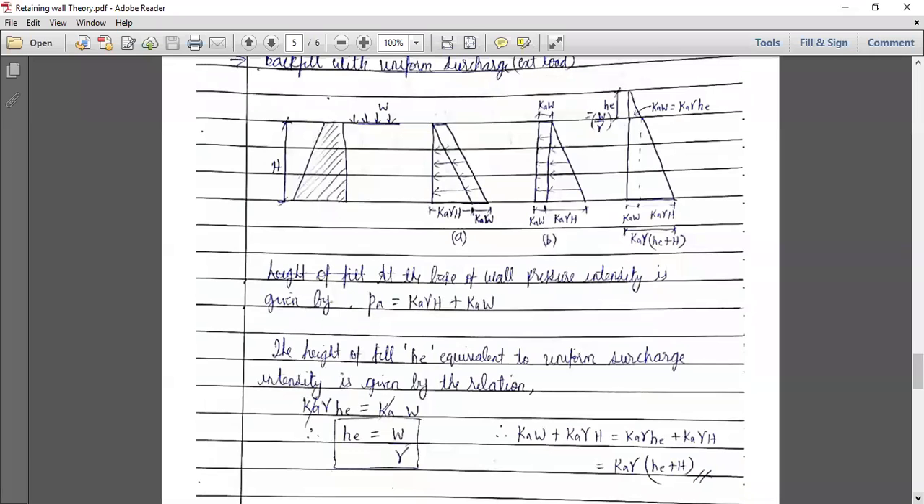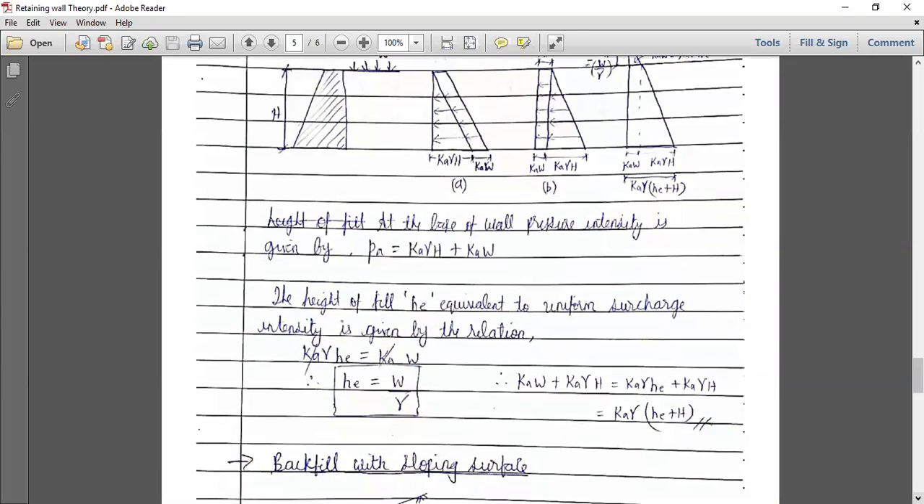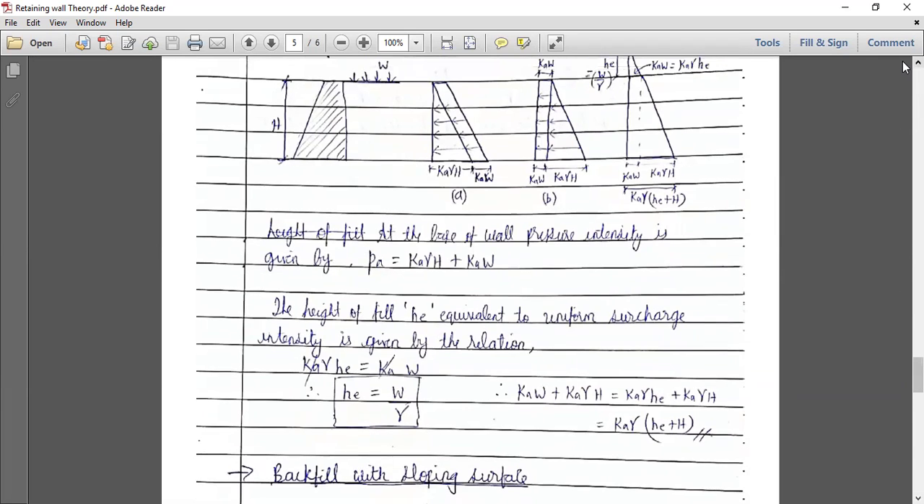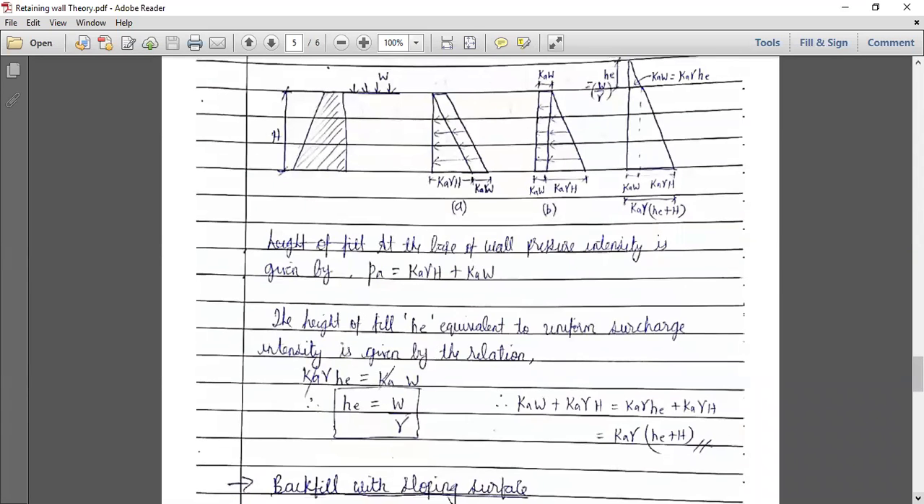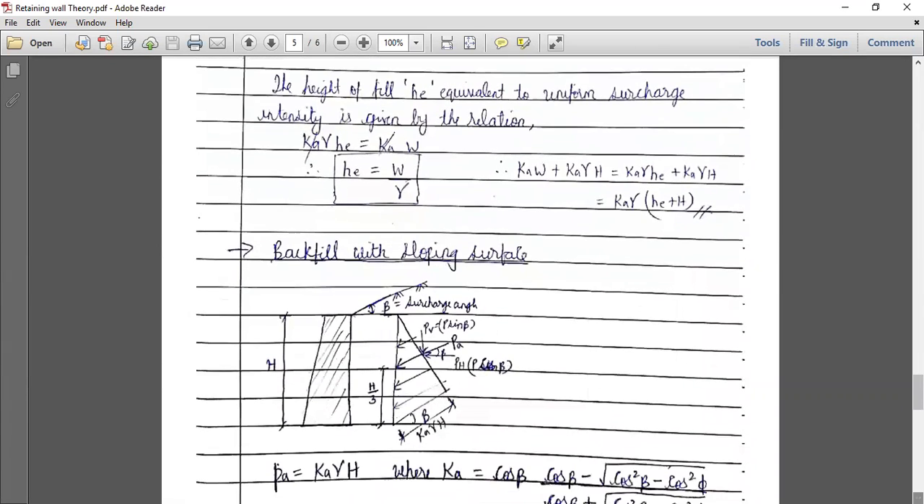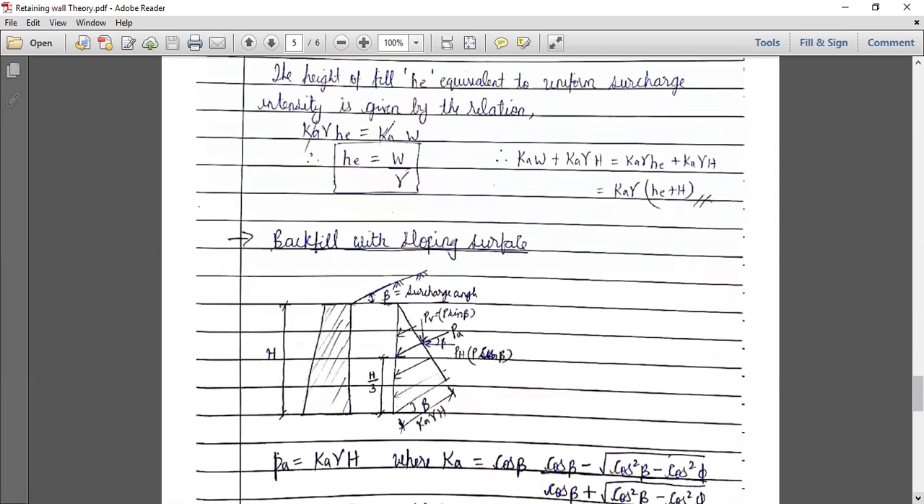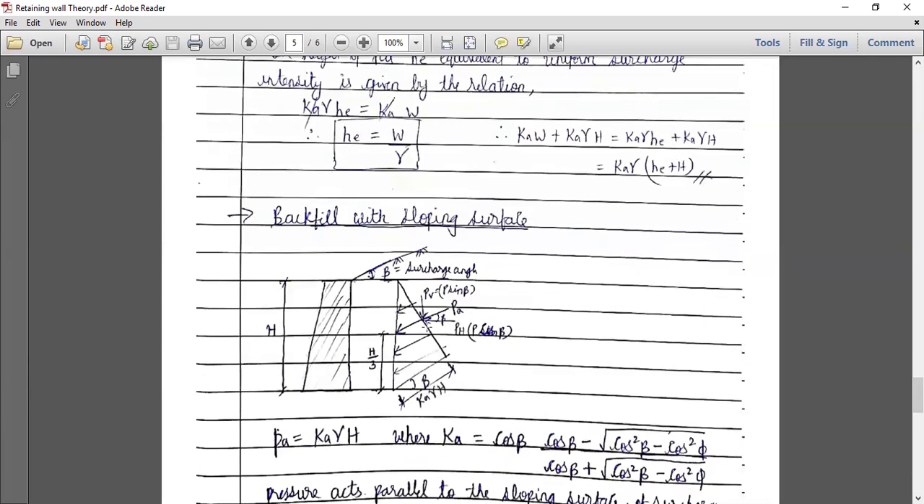One more case is remaining, that is backfill with sloping surface. Whenever we start with the numericals, first we will do a normal type without any surcharge, then with surcharge, and one problem with sloping surface also. Now let us see how to do backfill with sloping surface. Here you can see this surface is at an angle with the horizontal, so that is called a sloping surface, and that angle is beta, which is called the surcharge angle. In this case the pressure diagram will be made similarly, parallel to this angle. This pressure will remain the same.